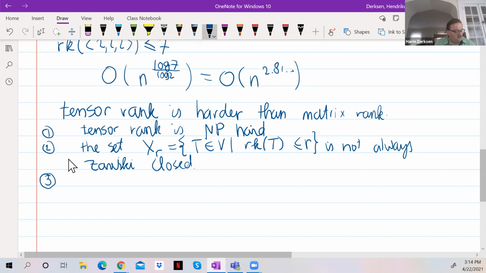Now, also if you work with the real numbers or complex numbers, or just use the Euclidean metric, if the fields are the real or complex numbers, there may not be a best rank R approximation.